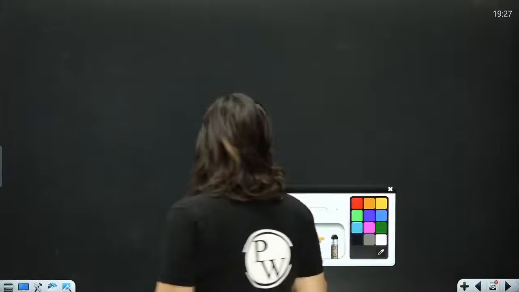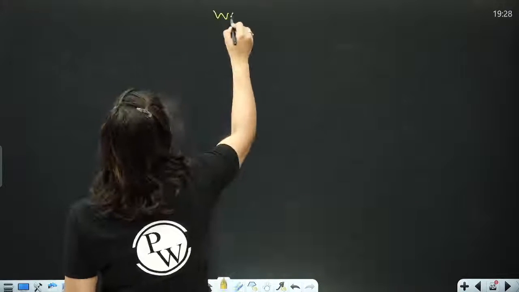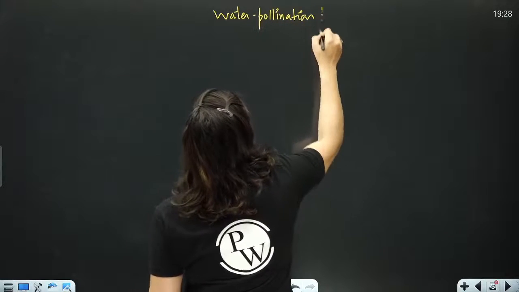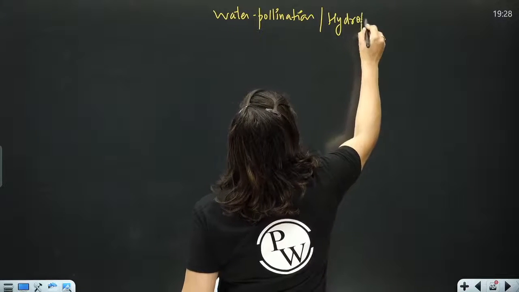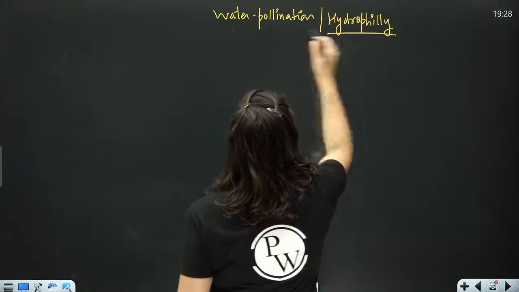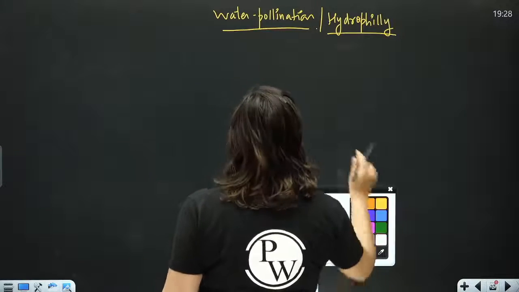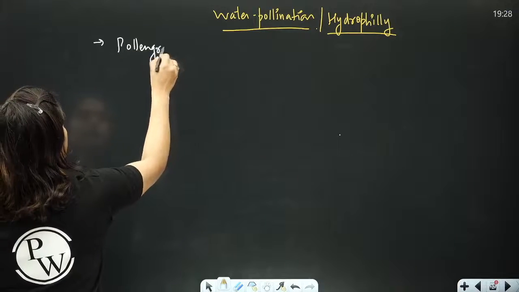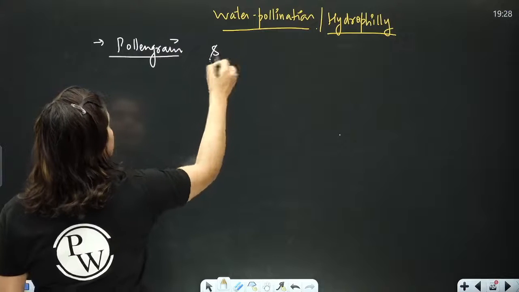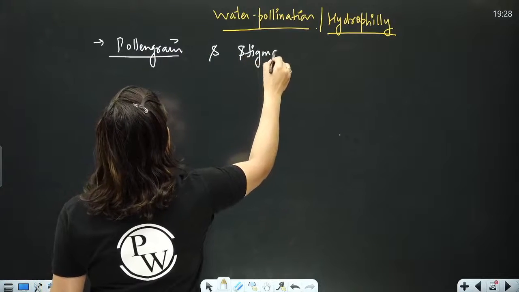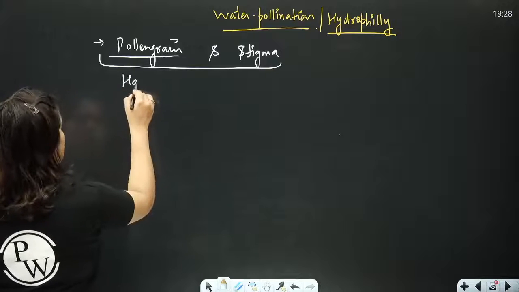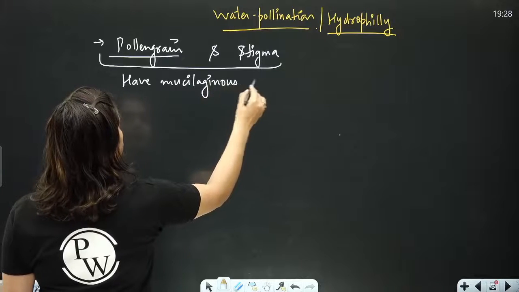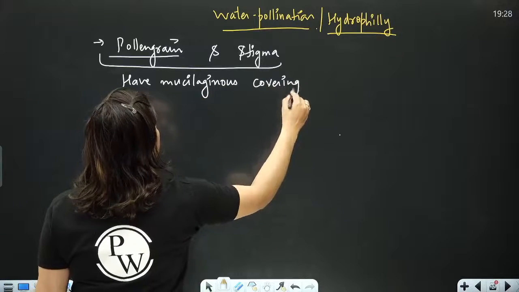Now, let's go to water pollination, or hydrophily. What is important regarding them is that both the pollen grains and the stigma have a mucilaginous covering around them, so that the water will not be able to cause any damage to the pollen grains and the stigma. So they have a mucilaginous covering.